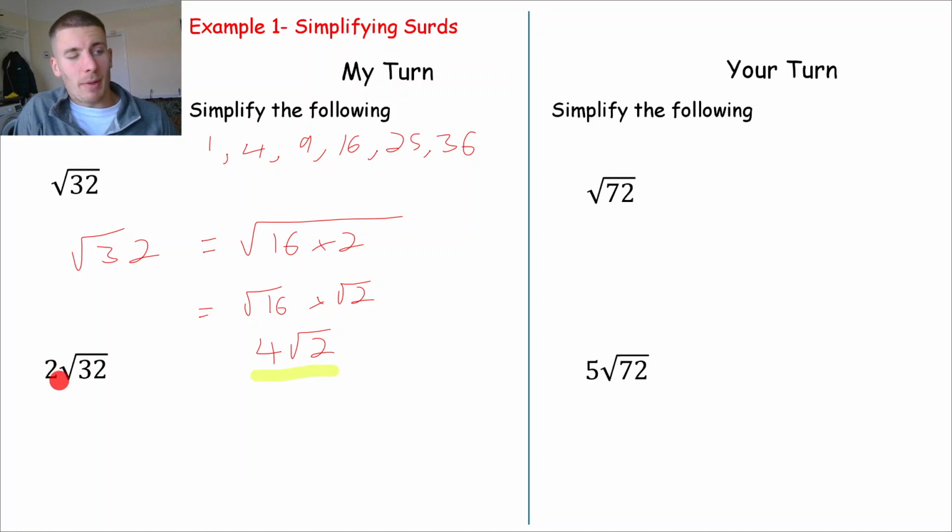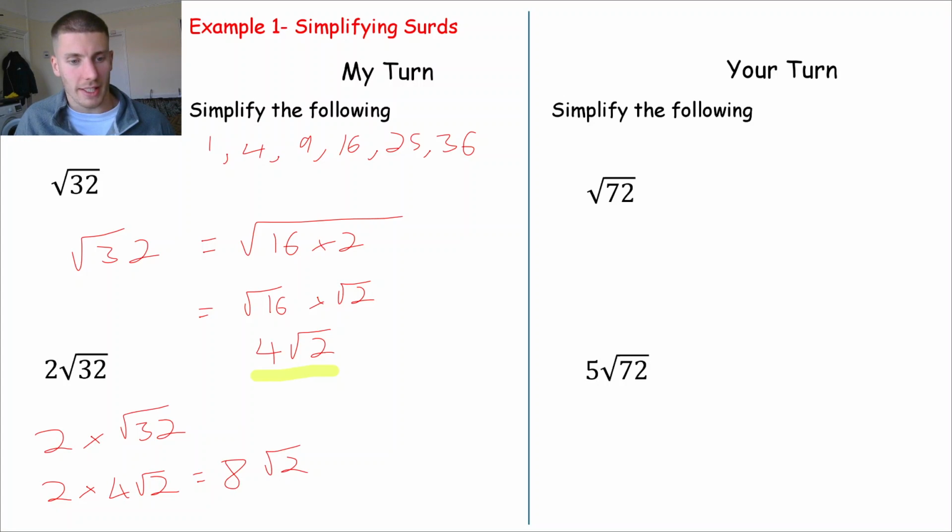Okay, this one, very similar. We've got 2 root 32. What does this really mean? Well, 2 root 32 means you're doing 2 times root 32. And we know previously that root 32 is equal to 4 root 2. So I can just replace this with 4 root 2 and say I've got 2 times 4 root 2. Well, 2 times 4 is equal to 8. So it's going to be 8 root 2. So 8 root 2 is your answer there. And that is it. Let's highlight this. Good. Excellent. So you can try the two your turns yourself, and then we'll go through them now.